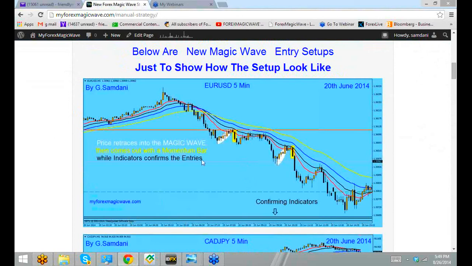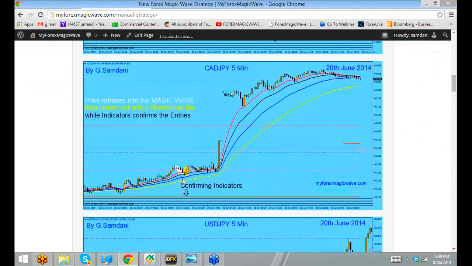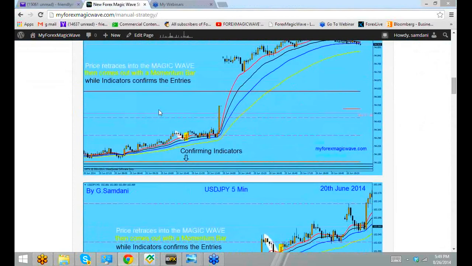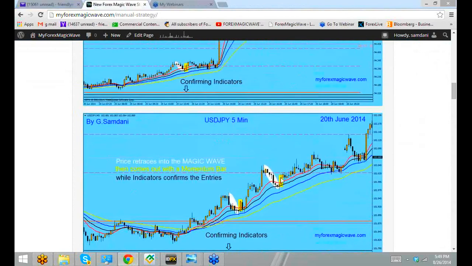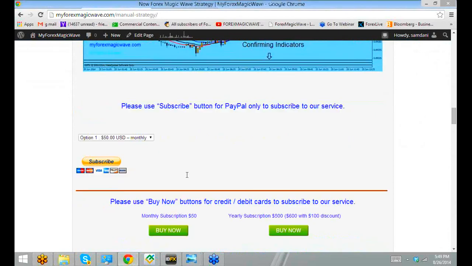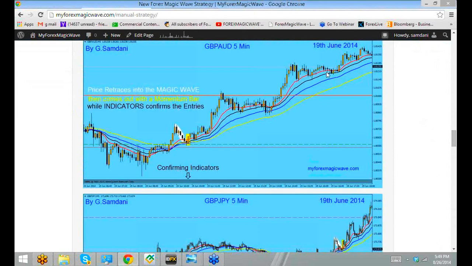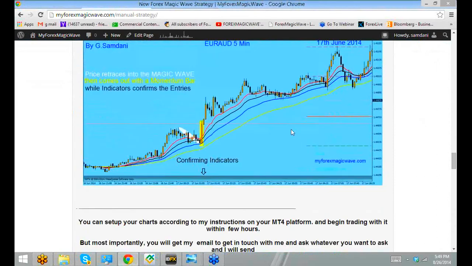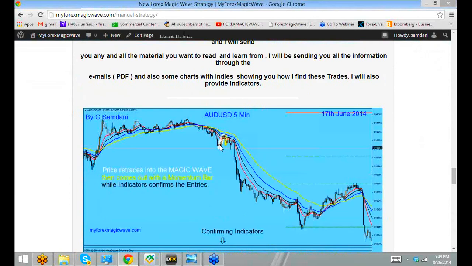You can take entries like this. See? A lot of pips, right? And like this. Same setup, you'll see it. It's like a fishing hook, right? It goes inside the wave and comes out, like these three lines, right here, right here. You'll find them everywhere, every pair and everywhere. Look at that, how far it goes. Look at that. So you're going to get this Magic Wave strategy as well.